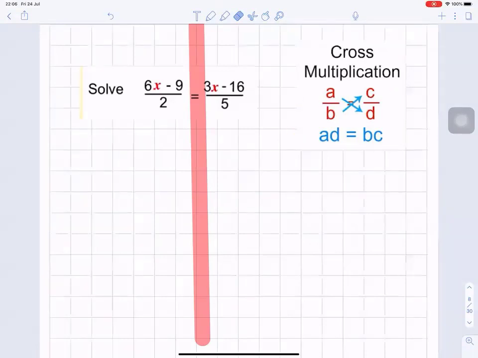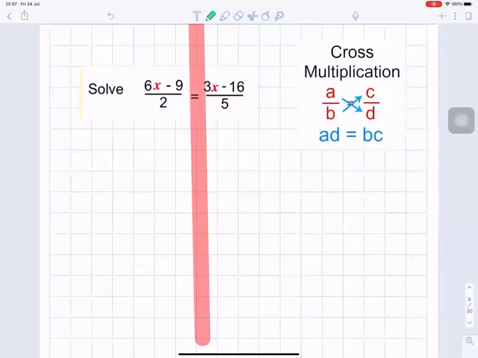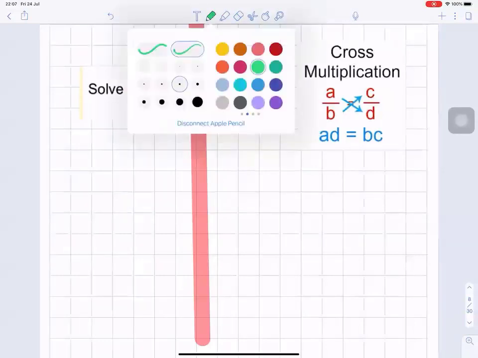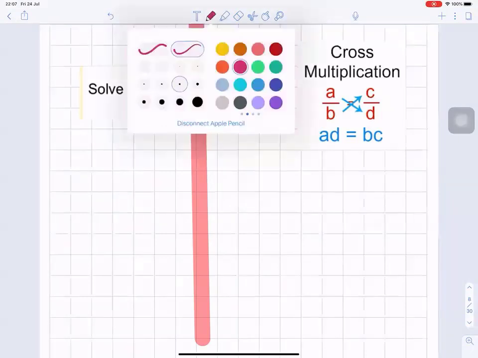So for this example now, I'm going to use an X for my cross multiply, like this one. And the opposite color could be that one. So what that means is the top times the bottom, and the bottom here times the top. So I will write it like this.